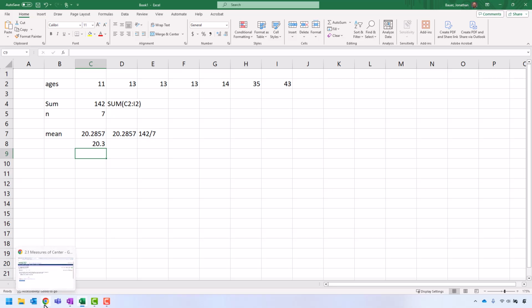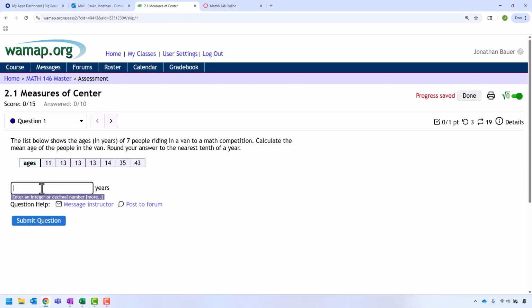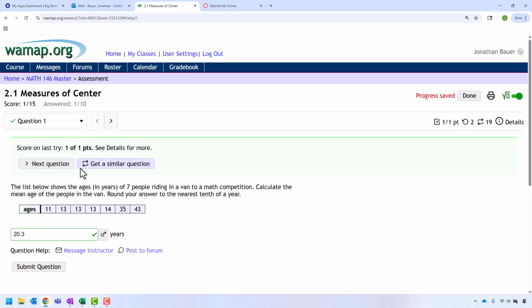If I jump back over here and look, enter 20 3/10. Submit the question. Notice here we have 11, 13, 13, 13, 14, 35, and 43. So these two large numbers really move our mean from where it would be with all of these. Seems like it's pretty low here.